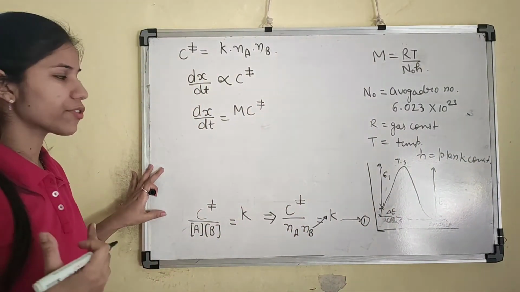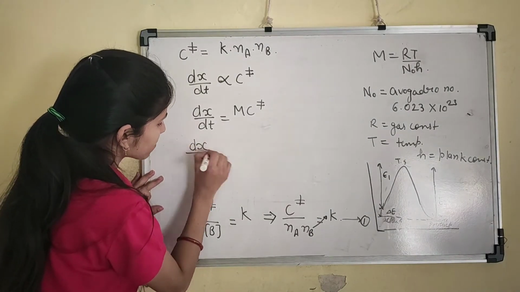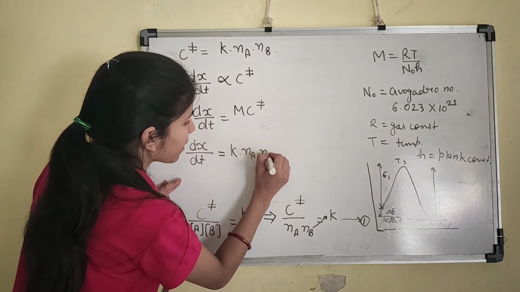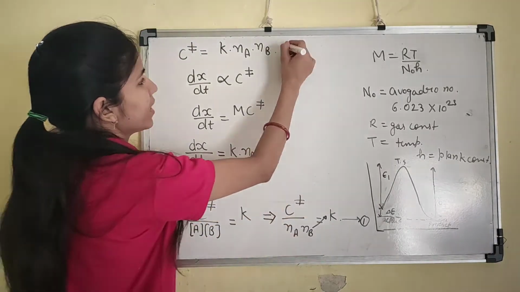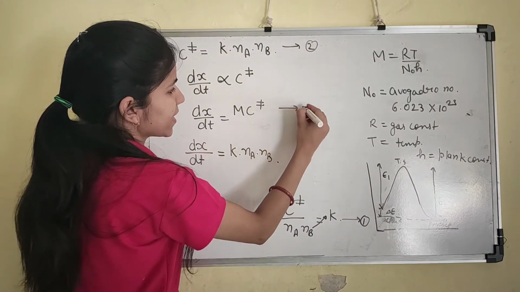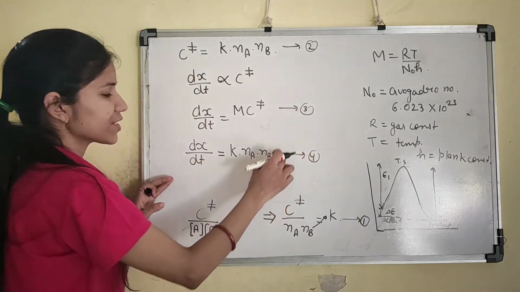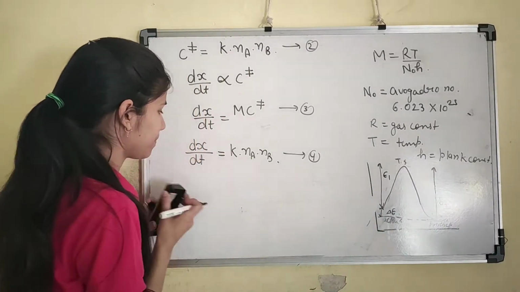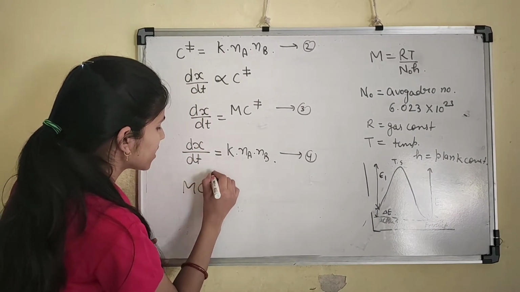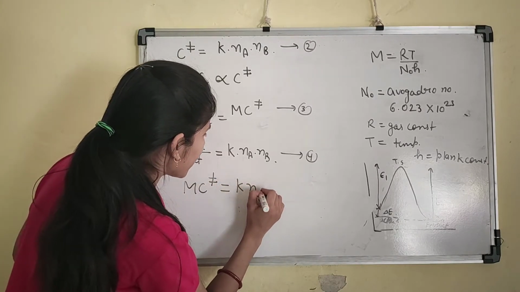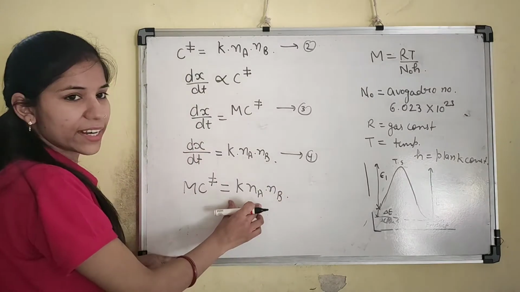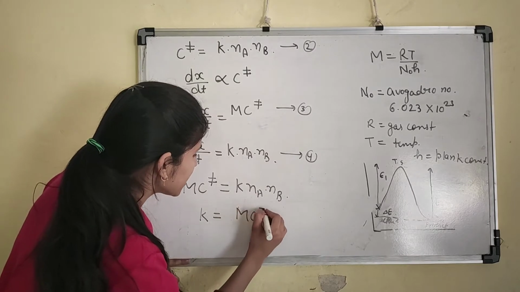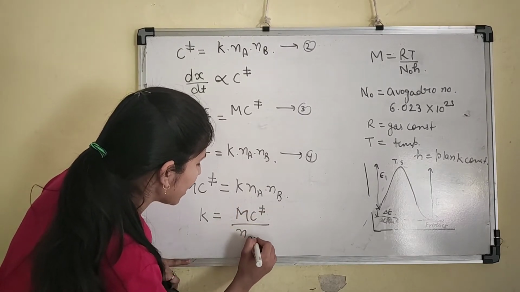According to the rate of reaction, this can also be written as dx by dt is equal to K into Na into Nb. So this is our equation number 1, this is 2, this is 3, and this is 4. From equations 3 and 4, they can be written as equal, so the equation becomes M C star is equal to K Na into Nb. Now we find the value of K. So K is equal to M C star divided by Na into Nb.